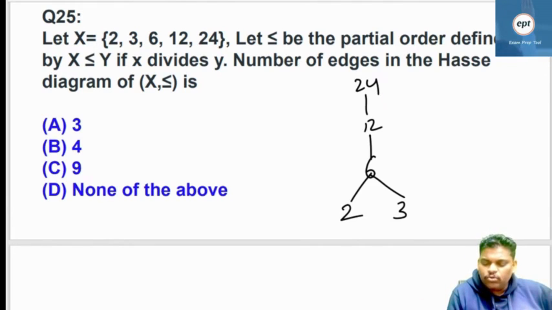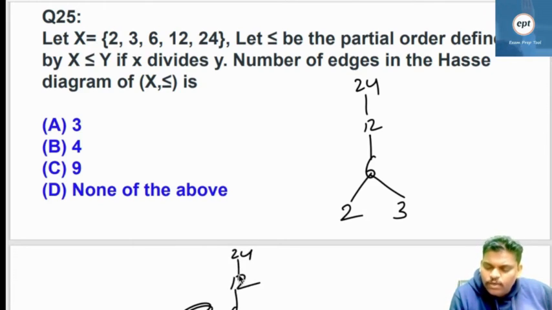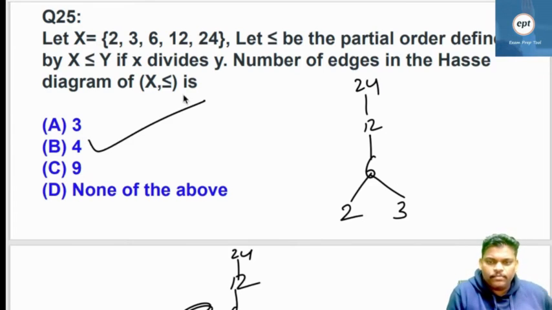Suppose it is not working, then try to bring next level. See this one. First I took 2. Next I took 3. I kept in the new level, but it is not working. Then I kept in the same level. Next I took 6. I kept in the new level. Yes, it is working. I took next 12. It is working. Next I took 24. It is working. Can you see how many edges are there? The number of edges in the Hasse diagram is 2 plus 2, 4. So B.